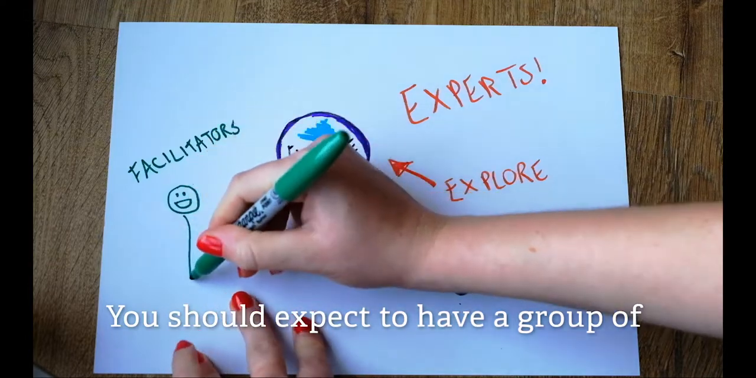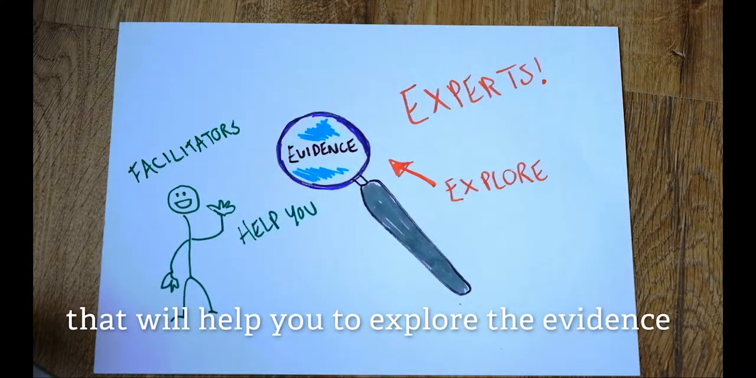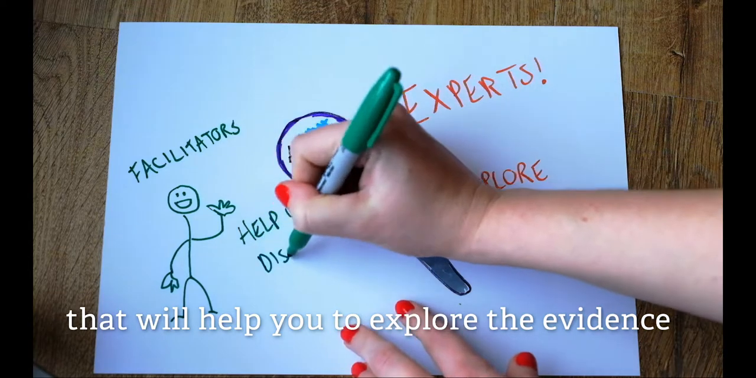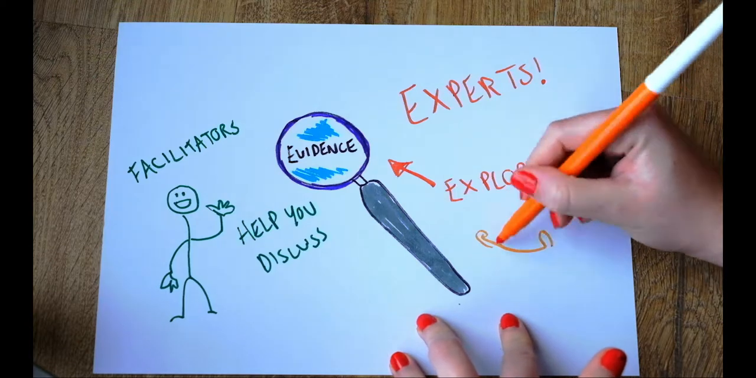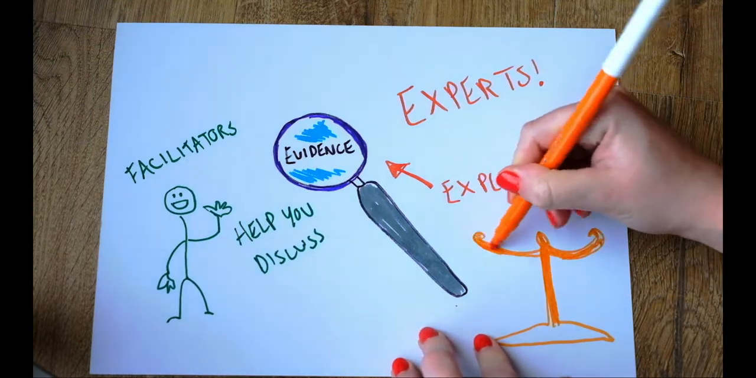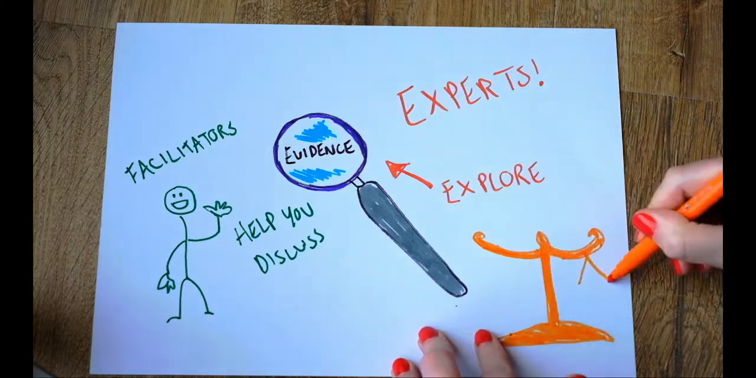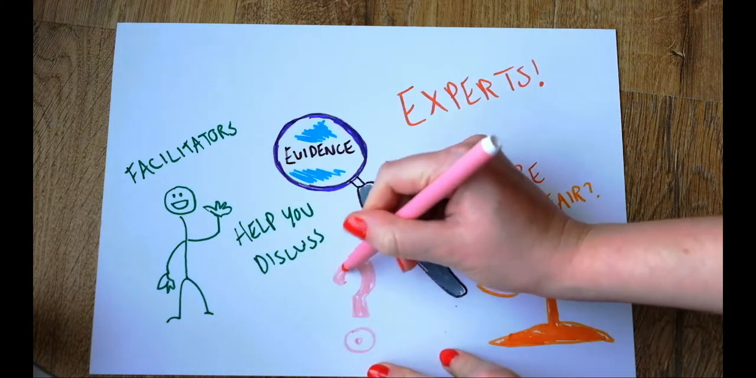You should expect to have a group of independent and expert facilitators that will help you to explore the evidence and have discussions as a group. Their role is primarily to ensure that you have a good and comfortable space to discuss the issues that you'll be discussing, to ensure that people have a fair opportunity to participate in those discussions, and also to flag where there are any other questions, issues or concerns throughout the process. So their role is really there to facilitate the conversation and to support you in your discussions.